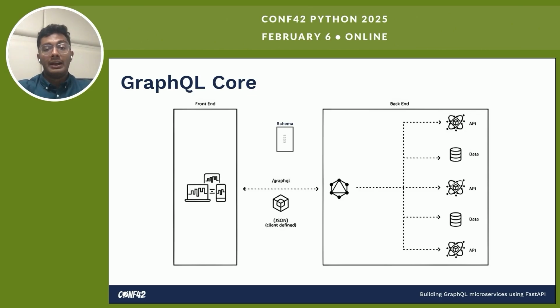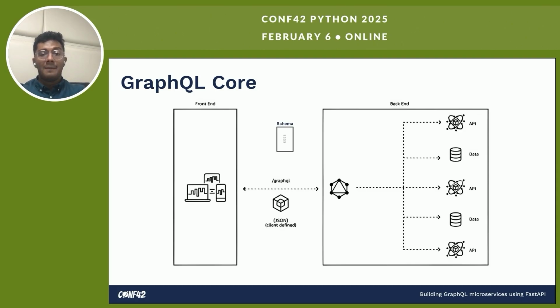So let's see how it works behind the scenes of GraphQL. This diagram shows how GraphQL acts as a bridge between the front end and the back end, making data fetching efficient and flexible. On the left side, we have the front end. This could be a web application, mobile application, or any sort of client requesting the data.